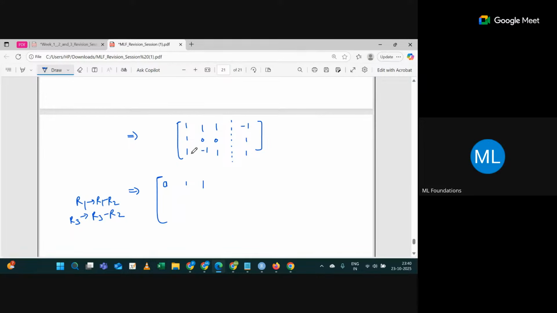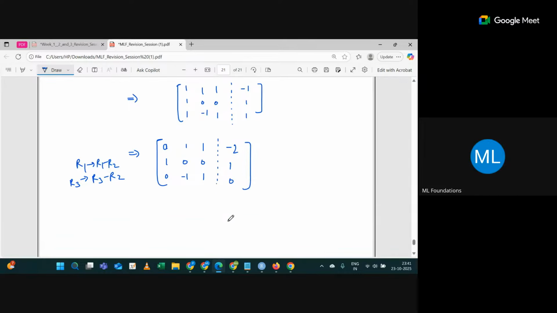And then R3 is R3 minus R2. Let's keep it 1, 0, 0. R3 is R3 minus R2. So 0 and minus 1 and 1, correct? Now what is R1 minus R2? So this will be minus 1 and this is minus 2 and 1 and this is 0.